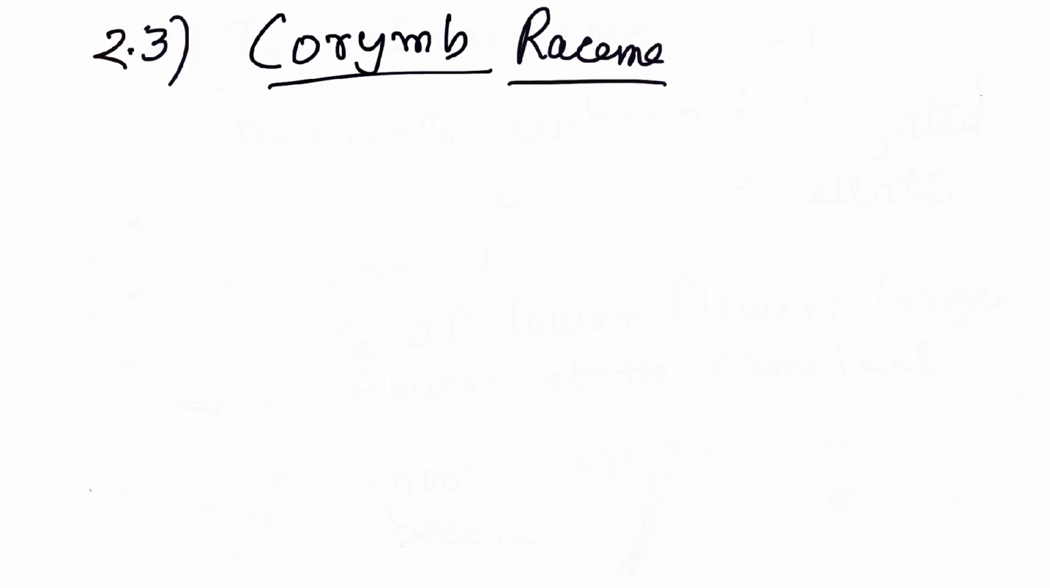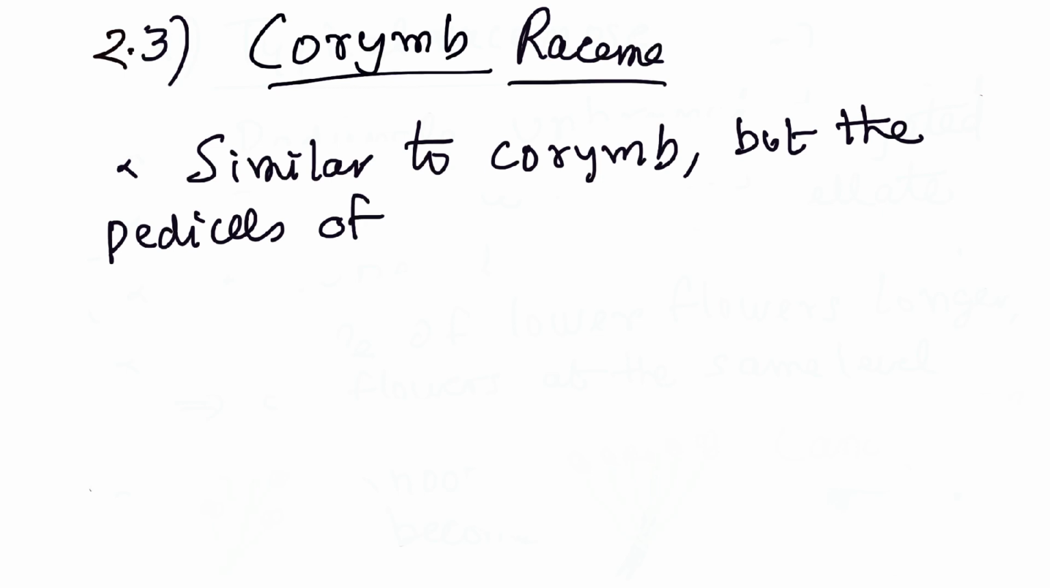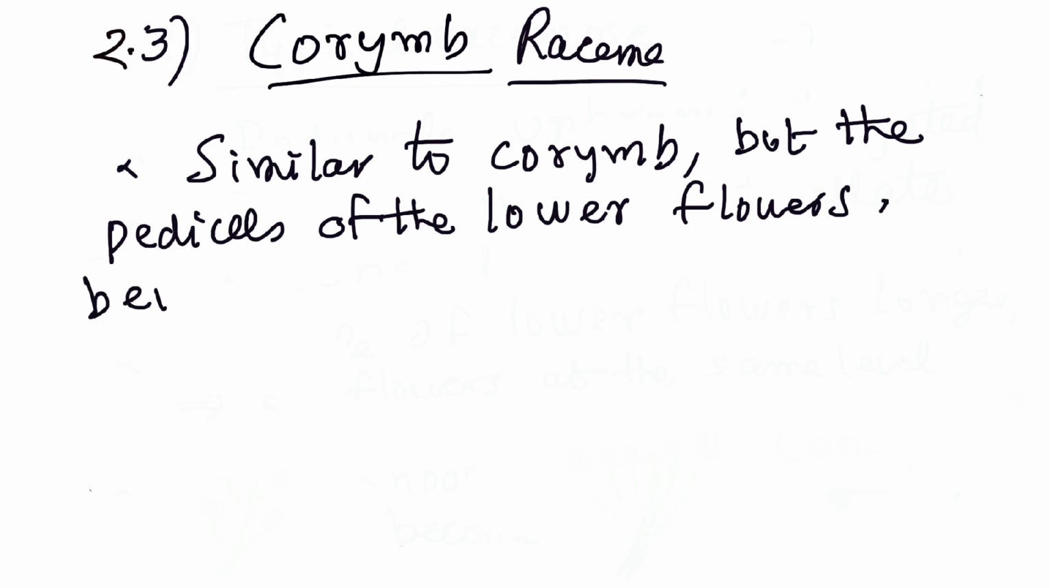Going on to the third case, we have the Corymb Raceme. Now, Corymb Raceme, as the wording itself indicates, is similar to a corymb, but as the pedicels of the lower flowers are shorter, unlike in the case of the corymb, the flowers don't reach the level of the upper flowers. So all the flowers are not at the same level when we compare with the typical corymb case.